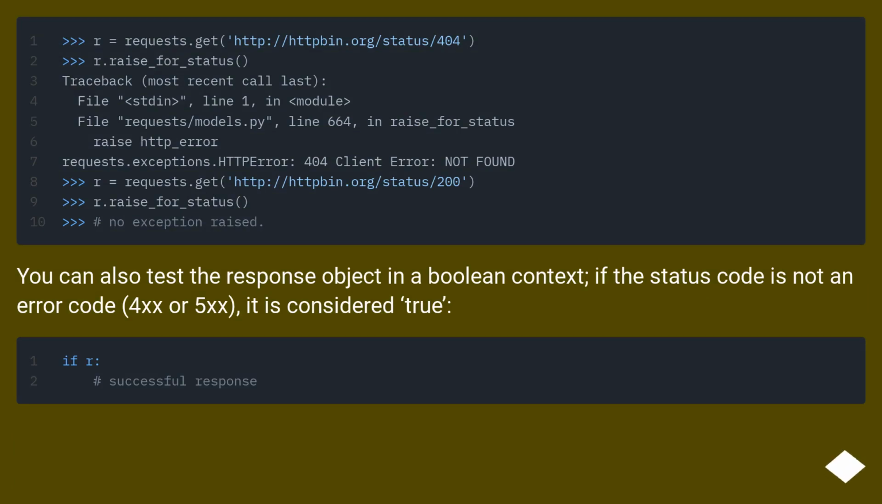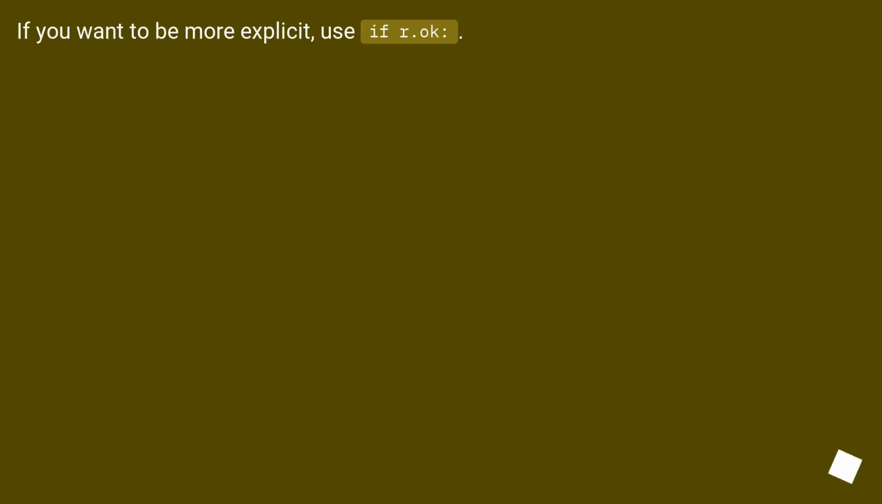You can also test the response object in a Boolean context. If the status code is not an error code, 4xx or 5xx, it is considered true. If you want to be more explicit, use if r.ok.